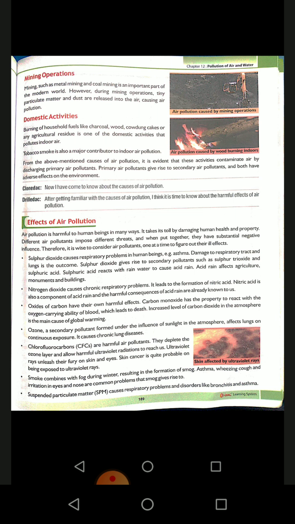The seventh air pollutant is smog. When smoke combines with fog during winters, it forms smog. How is smog formed? When smoke combines with the fog during winters, it forms smog.